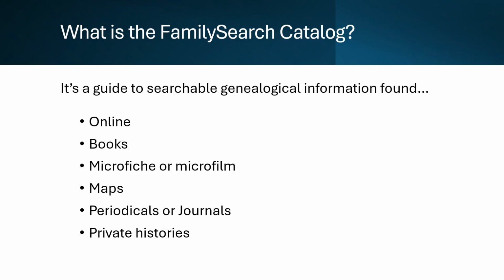So what is the FamilySearch Catalog? Well, basically it's a searchable guide for genealogical information found online in books, on film, microfiche, maps, periodicals, journals, and even private family histories that were donated, scanned, and digitized. Now, many of these items are a click away on the FamilySearch website. Otherwise, the catalog can point you in other directions, such as libraries, universities, historical repositories, such as the FamilySearch Library, or even FamilySearch centers around the world for sourced information and documentation.